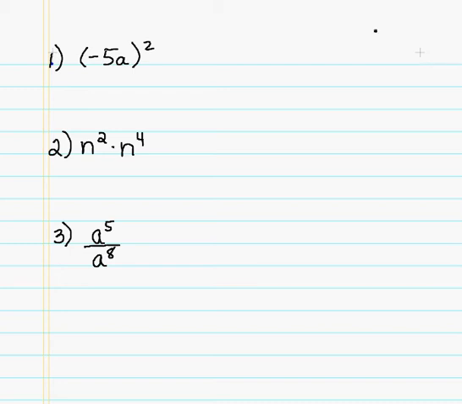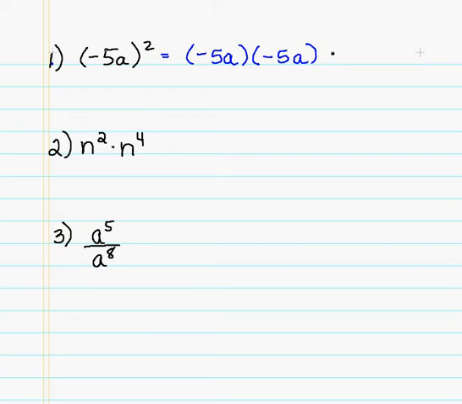In this video, we'll look at some of the rules associated with exponents. In problem number 1 here, we see negative 5a to the second power. Exponents simply mean to rewrite these terms according to the number of times the exponent indicates. So since we have an exponent of 2, we'll rewrite the negative 5a twice.